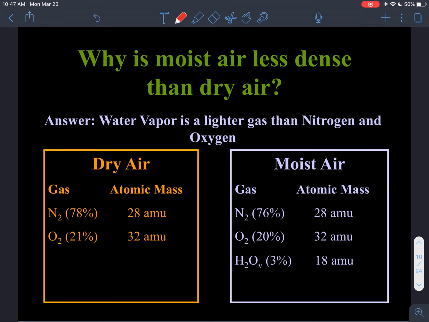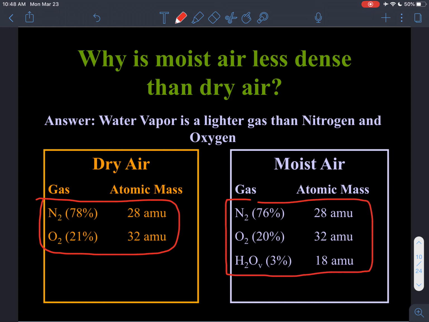So dry air is going to be more dense because in dry air you only have nitrogen and oxygen. The atomic mass of nitrogen is 28, oxygen is 32, whereas moist air has nitrogen and oxygen, but it also has water vapor. And if you notice, water vapor has a lower atomic mass, therefore it's going to be lighter.